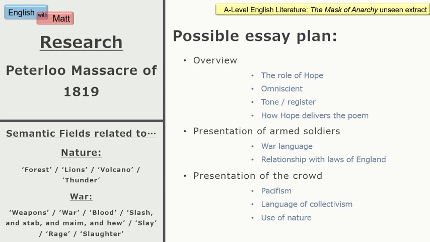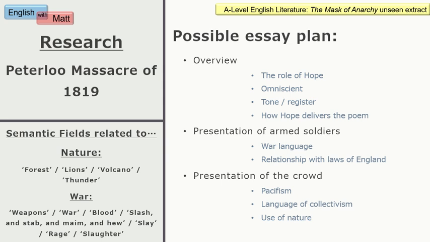But more importantly, on this slide here, we have on the right-hand side a possible essay plan, and I want to emphasise the fact that it's possible because there are a number of ways to write this essay and a number of different ways that you could organise your ideas. But students often like to see an example so they know kind of what to follow.